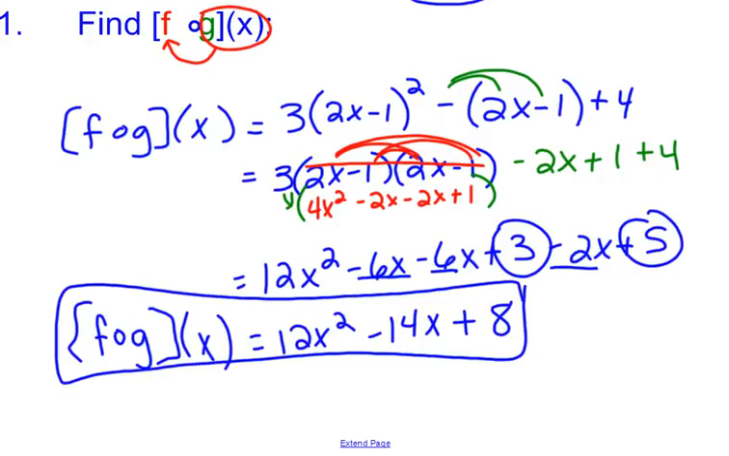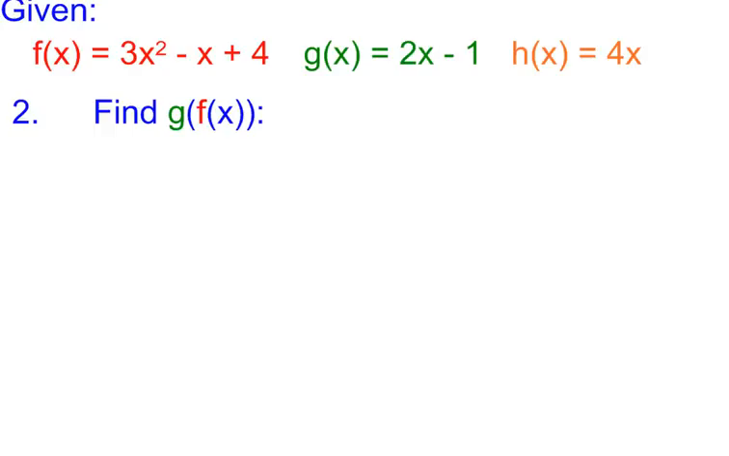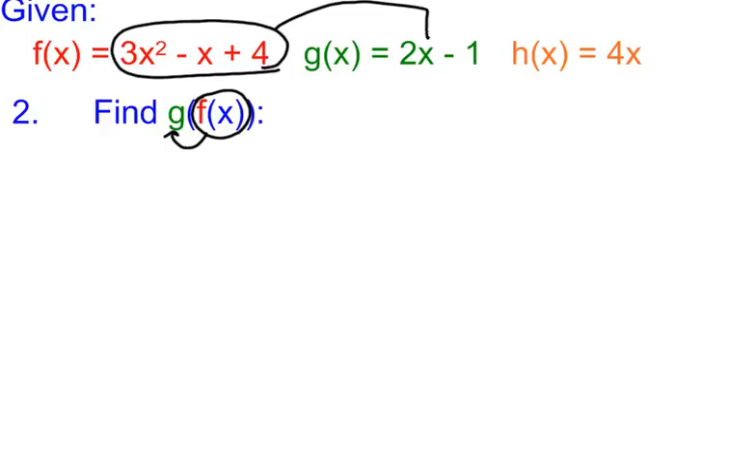My next one is using the other notation, but I still do it the same way. I'm going to be taking my f of x, so that I work inside out again. I take f of x and put it in for g of x. If I read this problem, I would read find g of f of x. So those parentheses read as an "of" also. So this time I'm going to circle my f of x equation, and I'm going to put that into my g of x equation wherever there's an x.